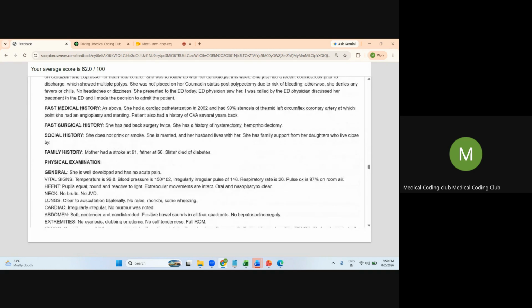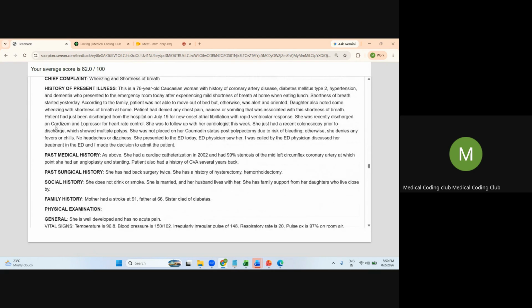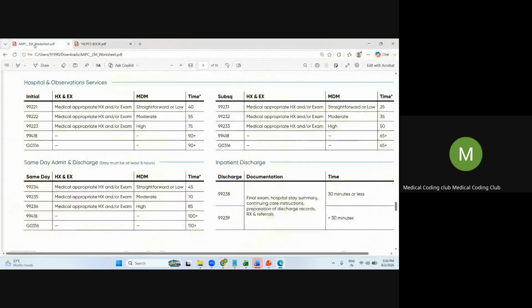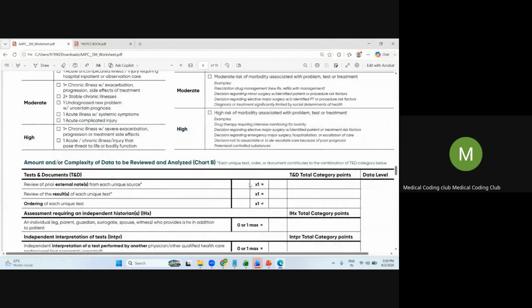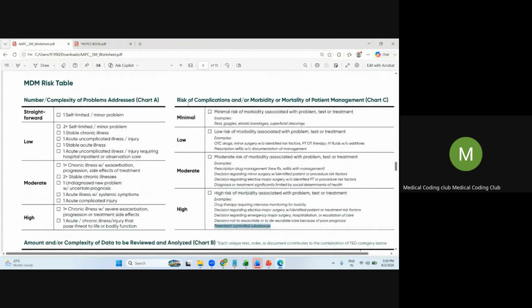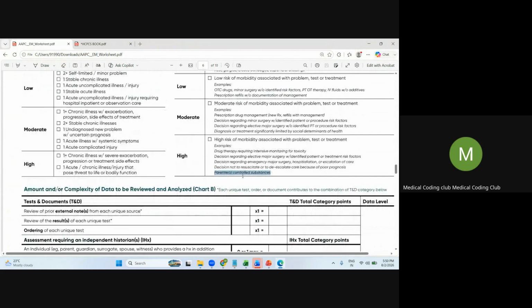But if you see the continued medication here, the Cardizem, this Cardizem is the perinatal controlled substance. Okay, this comes under high risk. Under risk level, if you get a perinatal controlled substance, your risk level will be high.